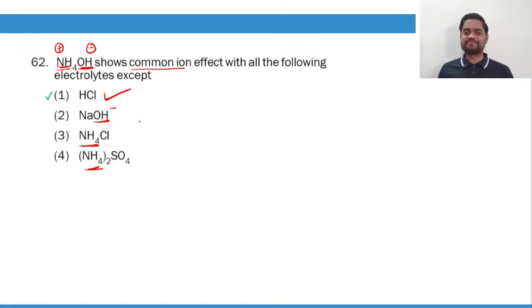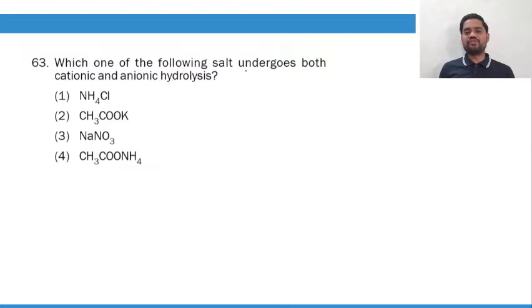62. Got it? 63. Which one of the following salts undergoes both cationic as well as anionic hydrolysis? Always remember, guys, cationic and anionic hydrolysis will be given by the salt of a weak acid and a weak base. Please remember this. NH4Cl is a salt of a weak base and a strong acid. Clear?